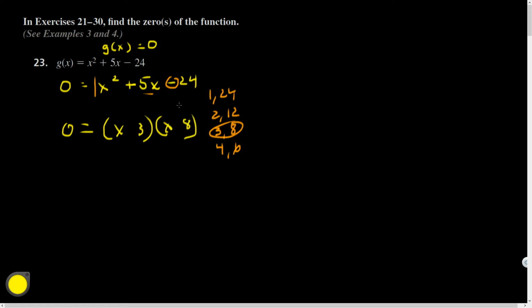X with a 3, x with an 8. They multiply to be negative 24, so their signs are different, and they add to be a positive. So different signs adding to be a positive means the bigger of them has to be positive.